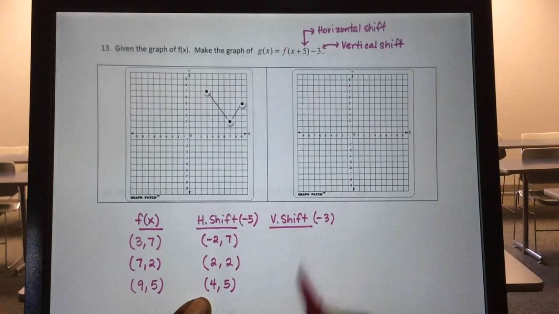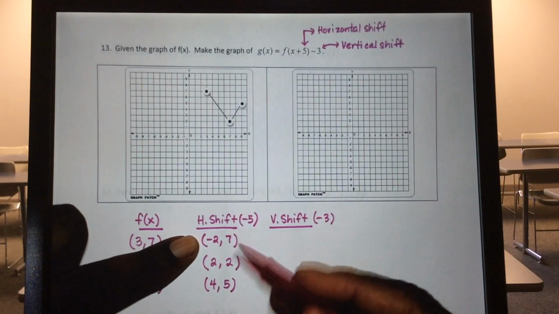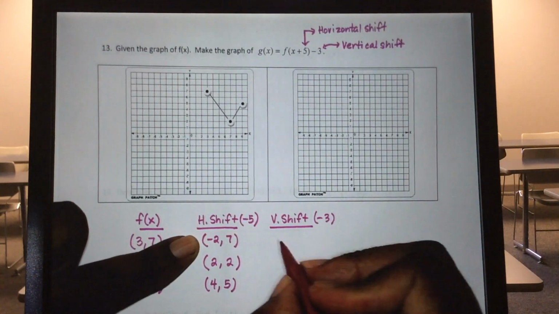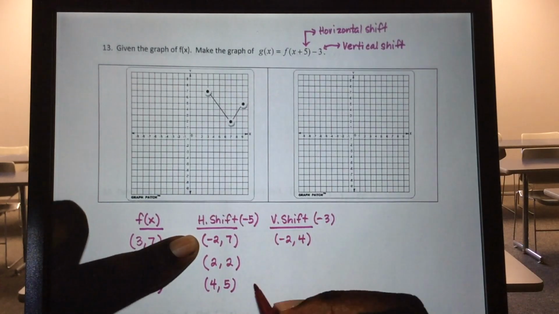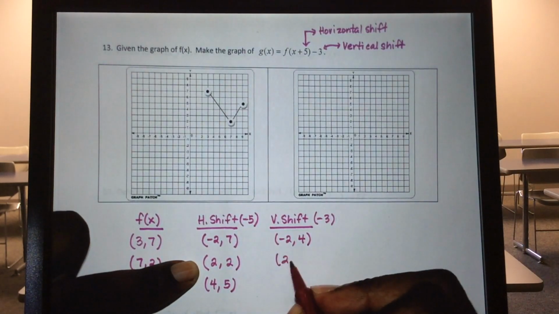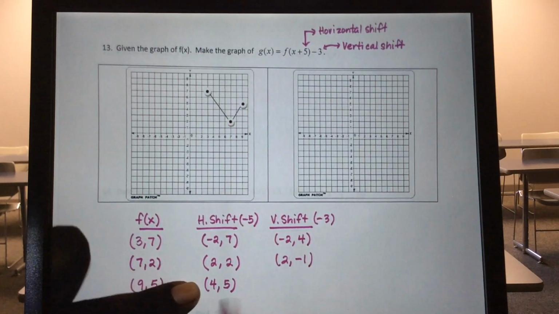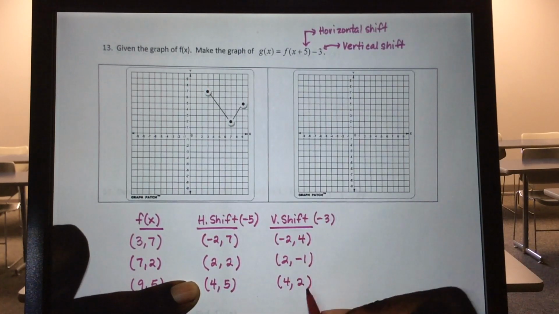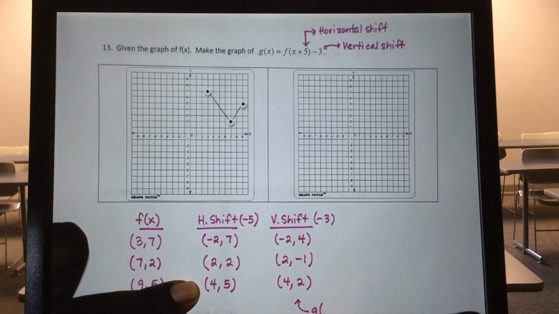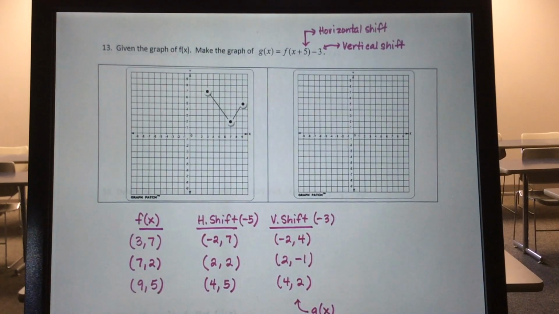Now, I'm going to use these ordered pairs to come up with new ordered pairs after doing the vertical shift. Whatever I get in the last column will be the ordered pairs for g of x. Here, the vertical shift means I need to subtract 3 from each y coordinate. So I'm going to bring over the negative 2 for that first ordered pair and do 7 minus 3, which is 4. The next ordered pair, I'm going to bring over that 2, and 2 minus 3 is negative 1. This last ordered pair, bring over the 4, do 5 minus 3. That will be 2. This represents the ordered pairs for g of x.